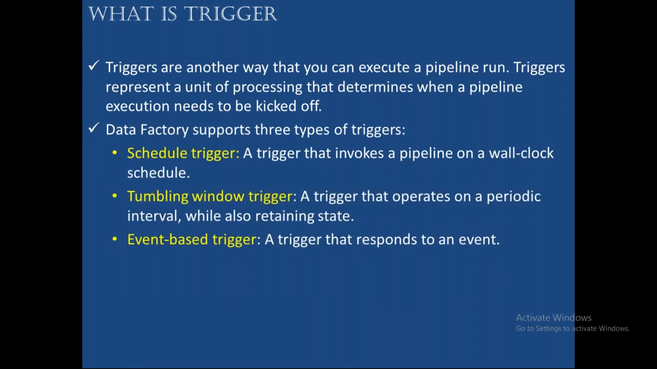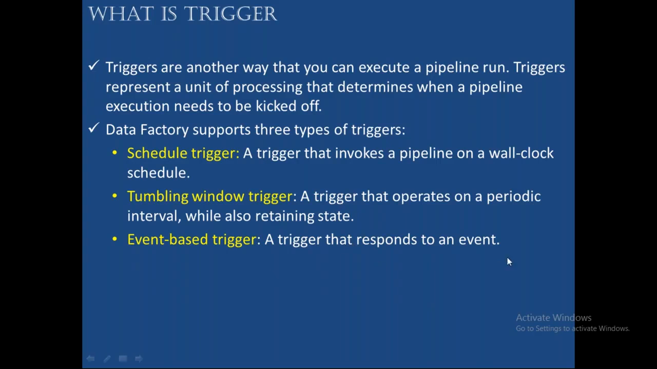So next, there are 3 types of triggers. We already have seen event based trigger and tumbling trigger. Okay, Data Factory supports 3 types of triggers: schedule trigger, tumbling window trigger, event based trigger. Schedule trigger means a trigger that invokes a pipeline on a wall clock schedule. Tumbling window trigger means a trigger that operates on a periodic interval while also retaining state. We also discussed tumbling window, right? So we have seen yesterday, periodically by creating multiple windows, how it is executing. These windows you can execute parallelly or in series. Next, we also have seen one more thing, trigger dependency, how you can create the trigger dependency.